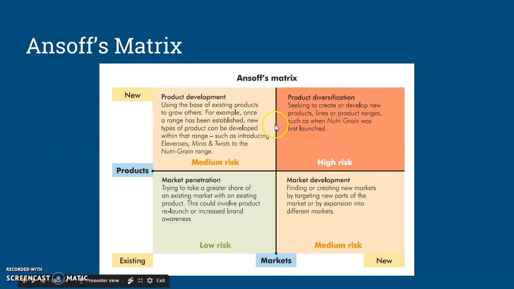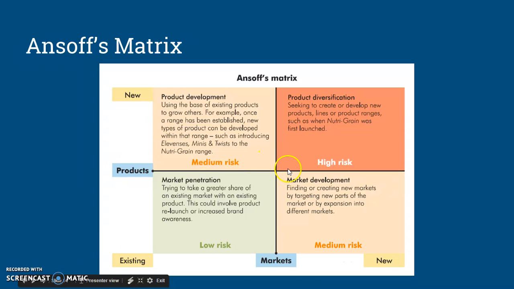Ansoff's matrix. If we take a look at this, we're taking a look at products. This is a diagram which we will be going over in our class discussions as well as some of the other activities that we will be doing in class as well as on your own. Product development, product diversification. This is broken down by risk, medium risk and low risk on the left-hand side, high risk and medium risk on the right-hand side.